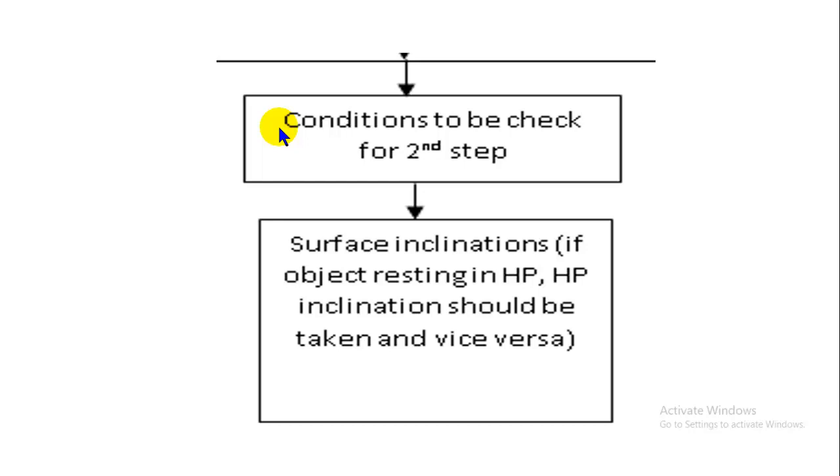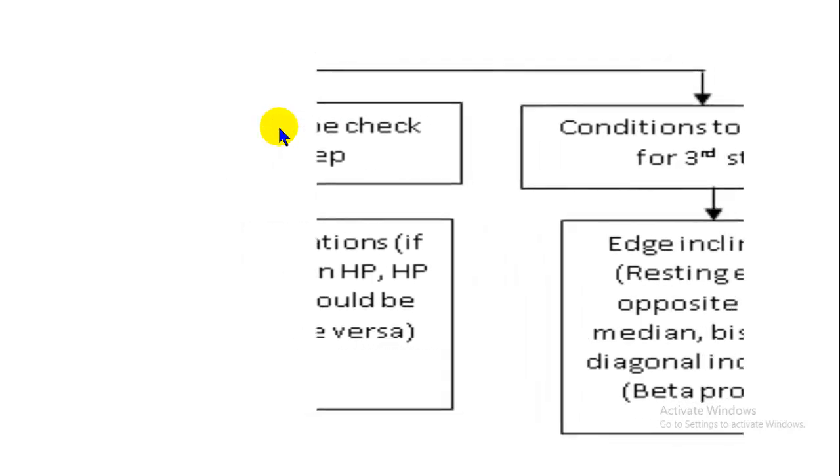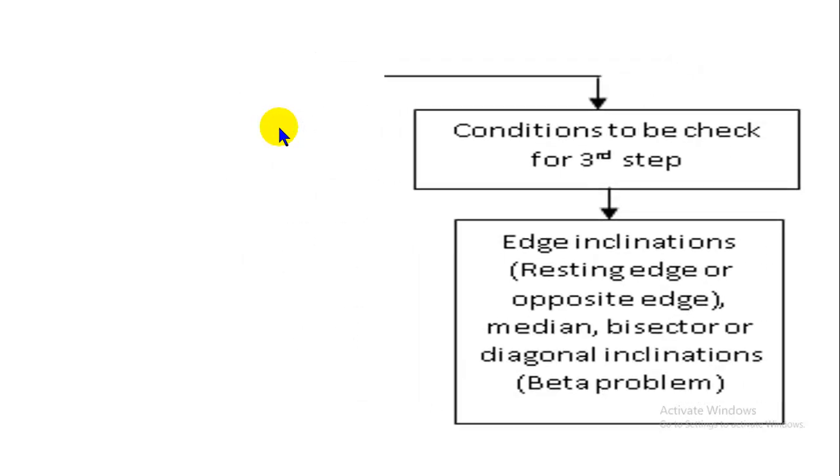And in some cases, they will give that in the front view it looks like this, in the top view it looks like that. Those things will be analyzed properly and then we need to do it. That is for the second step. And coming to the third step, in the third step we will get the edge inclination, that is the resting edge is inclined to VP or the resting edge is inclined to HP, or the opposite, the side opposite to the resting corner is inclined to VP or HP, like that they will give the resting edge.